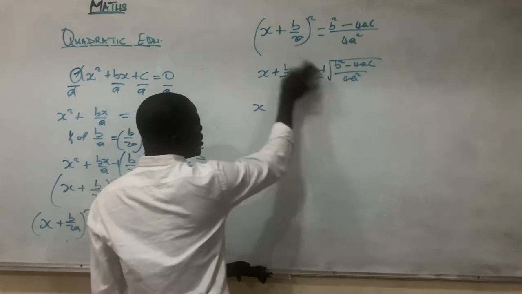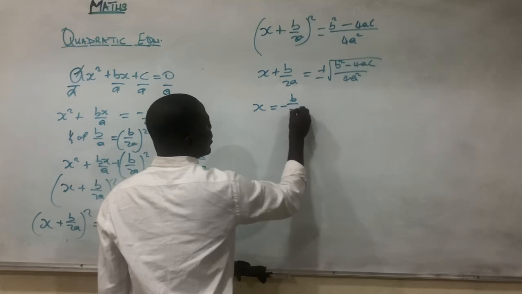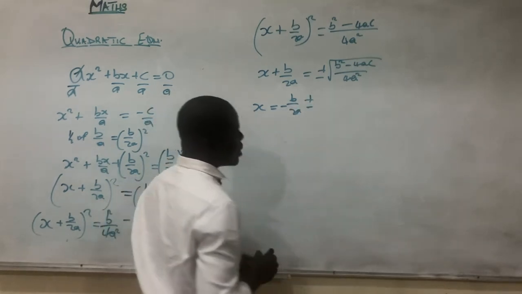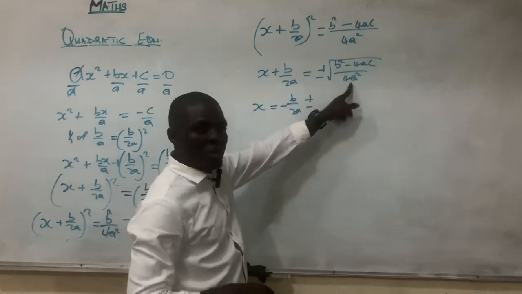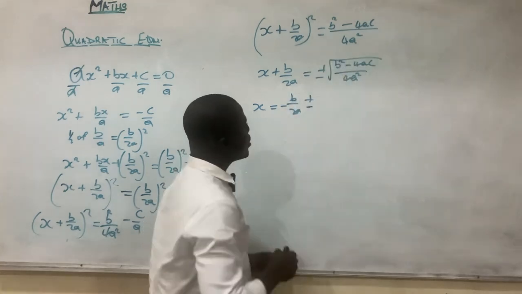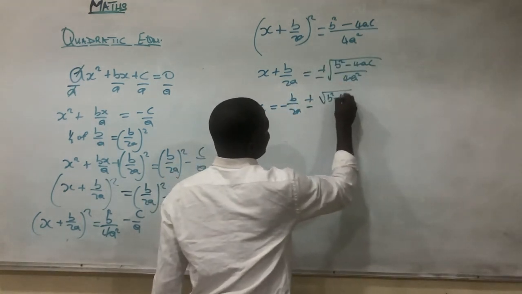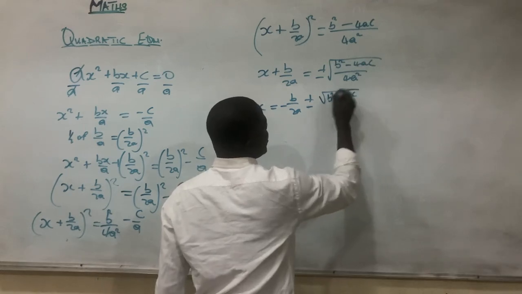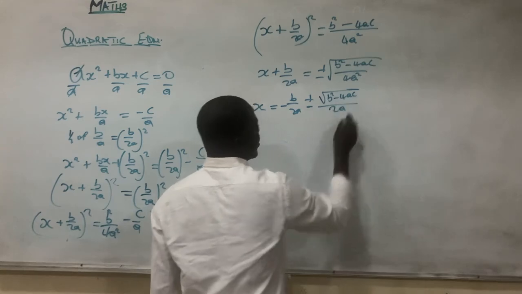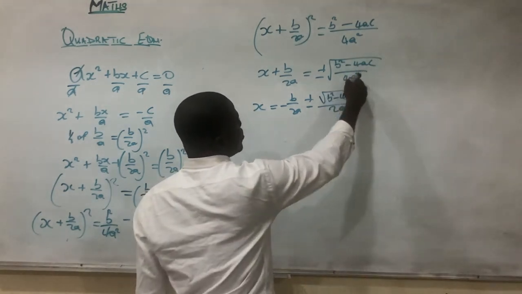Take this to the other side. We have x equals minus b over 2a plus or minus, take note, we can look for the square root of the lower part, but we cannot look for the square root of the upper part. So it will be the square root of b squared minus 4ac. Since we cannot look for it, just leave it like that. The one under is 2a. Understand? The square root of 4 gives 2, and the square root of a squared gives a.